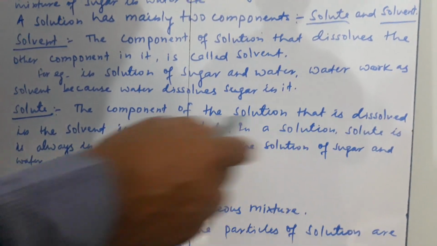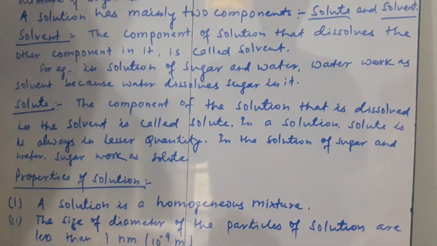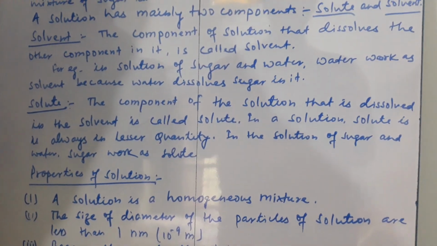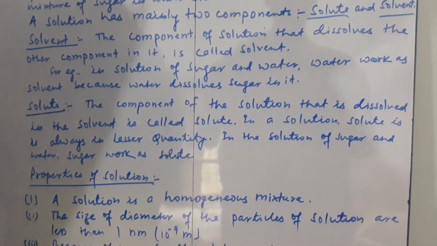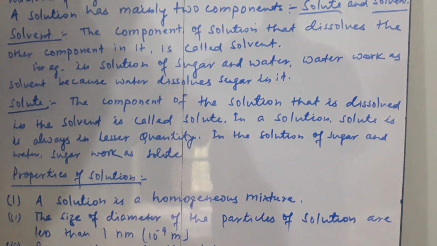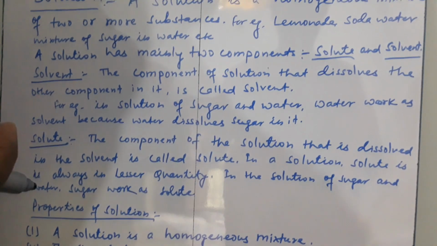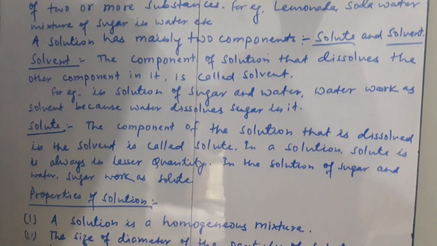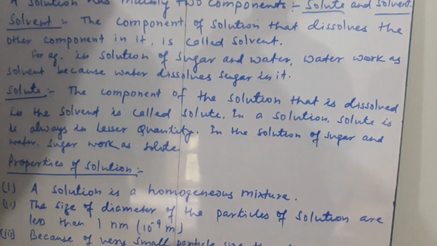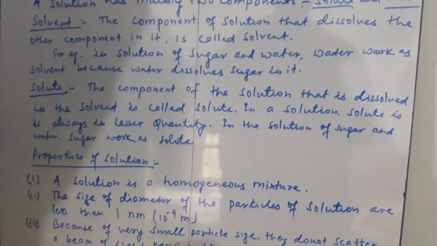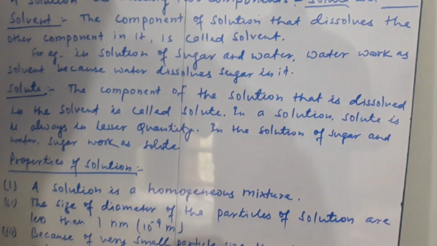In a solution, solute is always in lesser quantity. See, in a solution, solute is always in less quantity and solvent is always in more quantity. Okay, solvent is in more quantity and solute is in less quantity. As I discussed earlier, in the example of sugar and water solution, sugar is the solute here and water is the solvent. Let us see some more examples.